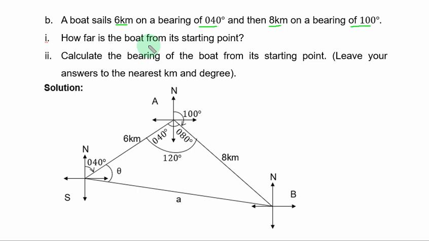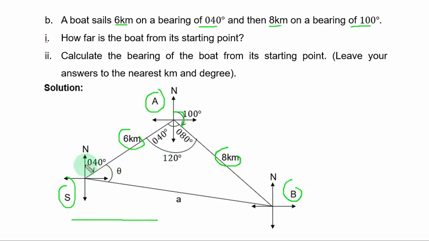Solution. This diagram illustrates the information. This is the starting point. The boat sails 6 kilometers on a bearing of 040 degrees to this point, that is point A. When the boat gets to point A, it moves again on a bearing of 100 degrees from the north. Here is 100 degrees, a distance of 8 kilometers to point B.